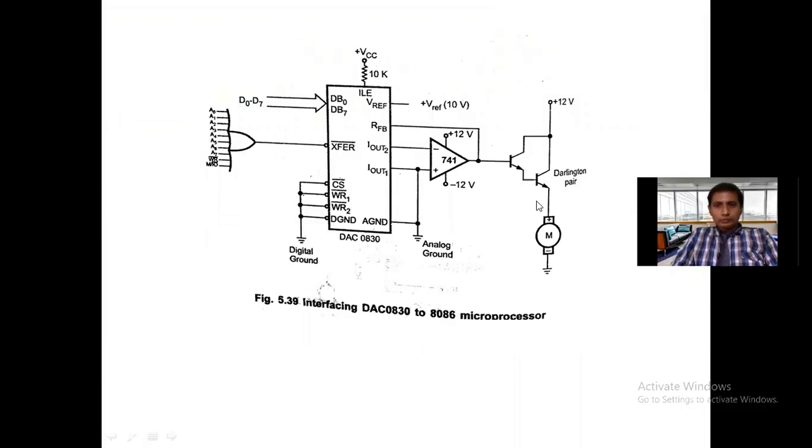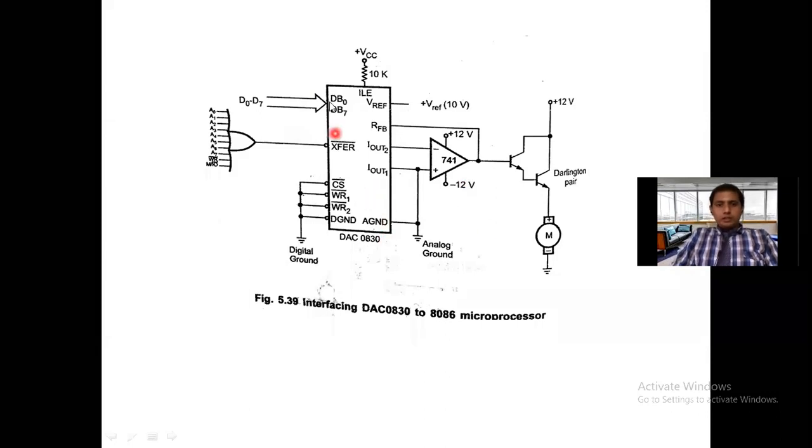Let us see. I will take a highlighter. So this is the diagram. Here this is your DAC, the IC number 0830. We are taking DAC 0830. We know how many pins are present in DAC 0830: 20 pins are present. We already observed the pin description in the previous video.